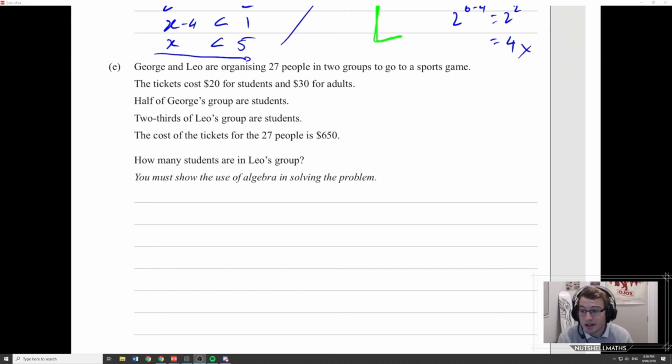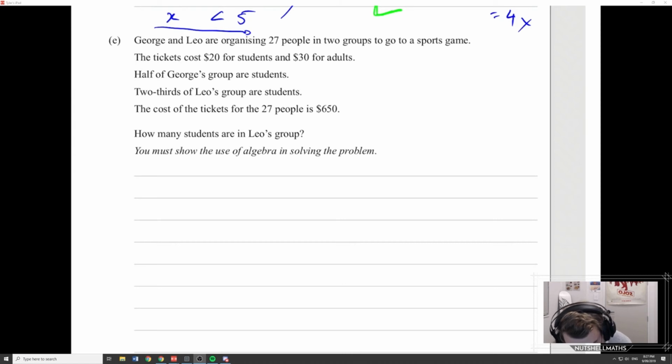So, the reason this is weird is because there's an adults and students part and a George and Leo's part, right? So, the tickets cost $20 for students and $30 for adults. Let's call the students C for children, because if I use an S, it looks like my 5. So let's call it C for children and A for adults. So $20 per child plus $30 per adult is the total cost. The total cost is $650.